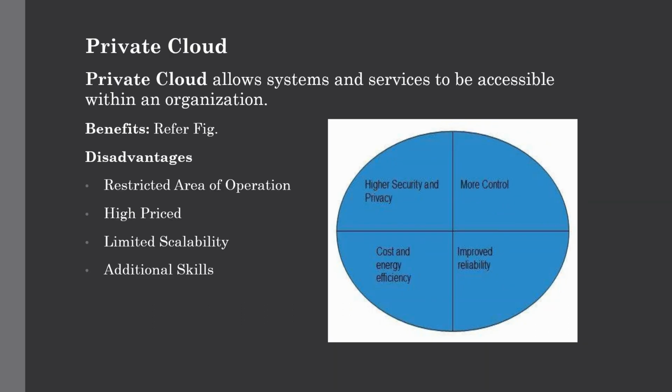The second type is the private cloud model. The private cloud allows systems and services to be accessible within a single user or an organization, or we can say a group of people. The private cloud is operated only within a single organization. However, it may be managed internally by the organization itself or by third-party vendors.